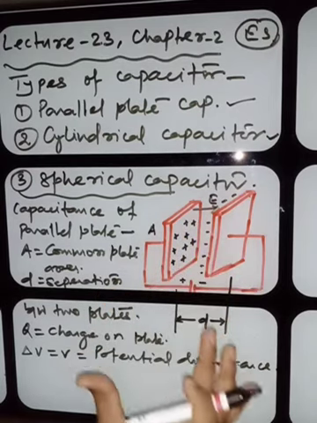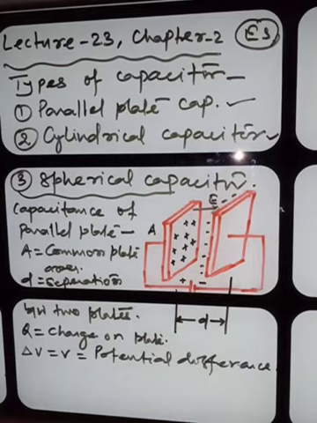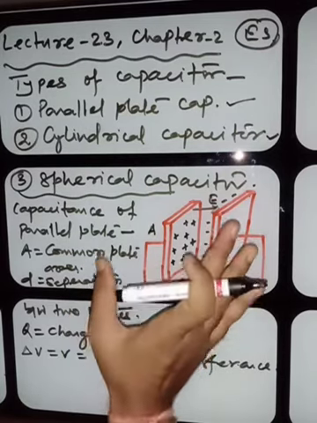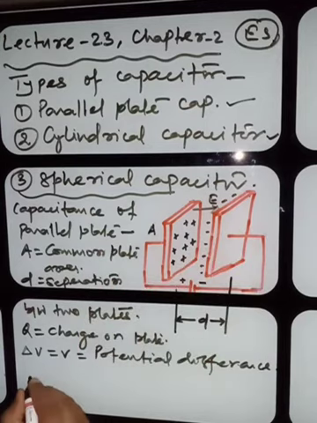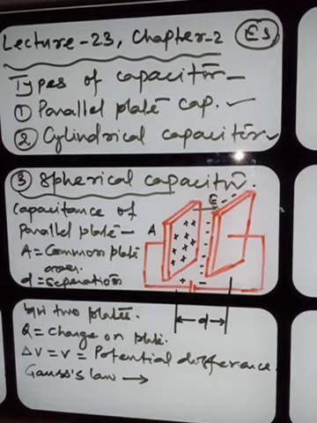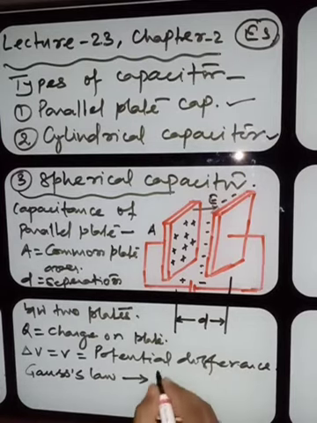Now, how to find the capacitance? You have to remember the steps. Three steps you have to follow. First, you will apply Gauss law. Okay, first you have to apply Gauss law. Then second, after applying the Gauss law, you have to find the potential difference.